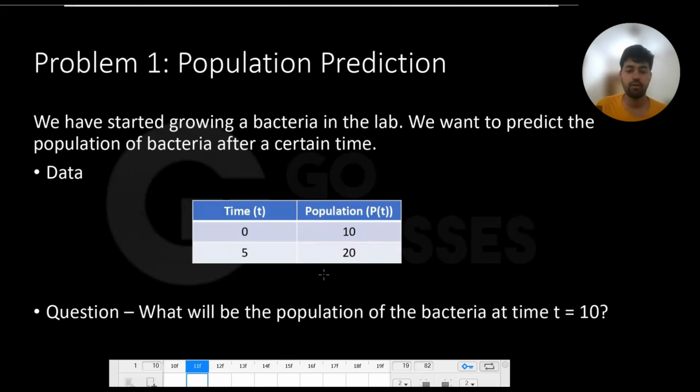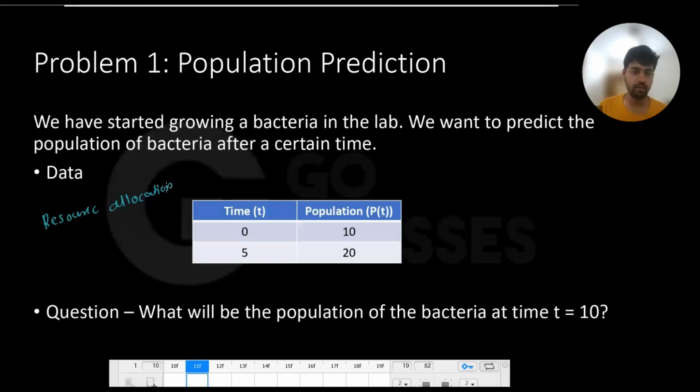So now I want to check what will be the population at time t is equal to 10, right? So why would I want this? Why would I like to predict the population after a certain time? So maybe not in bacteria, in general. The answer is resource allocation, right? So we have to produce that much grain, we have to produce so many amenities, right? So it's an important factor to take care of the people.